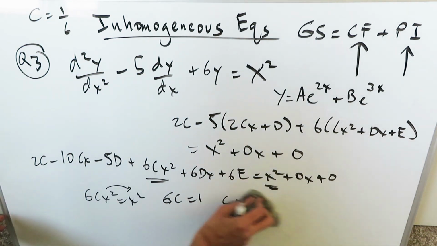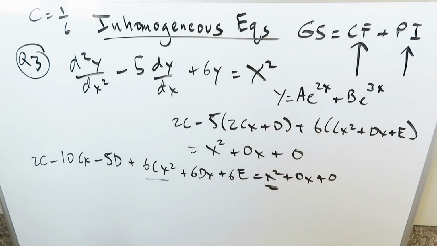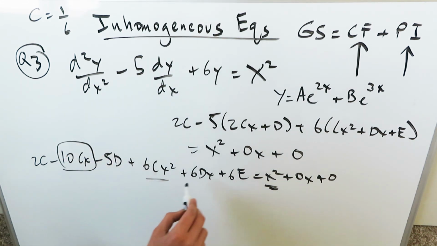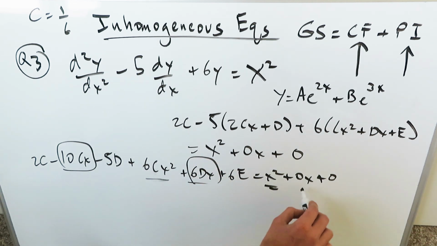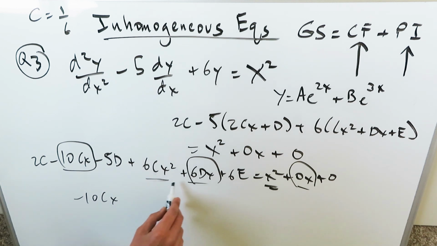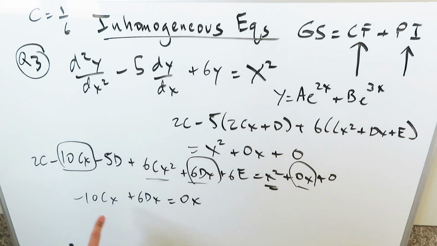Now let's just push this aside and let's work on something else. We're looking here at our linear terms. Our linear terms are the ones with the x's right here. I have 1 over here, and then I have 1 over here. What are these? I have minus 10cx plus 6dx is equal to 0x. Now focus over here. Minus 10cx plus dx is equal to x.